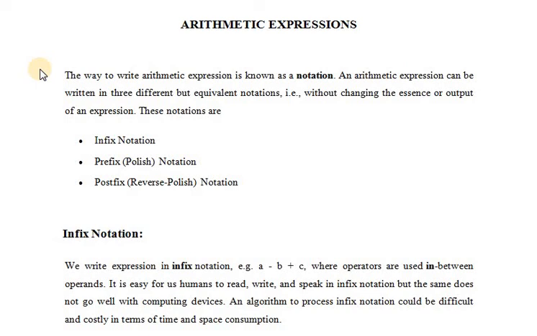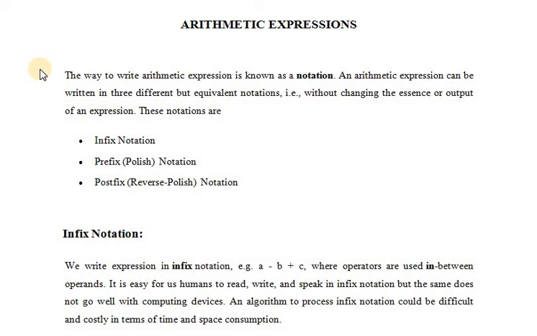So here, arithmetic expressions, that is, a simple a plus b, a minus b, a plus b into c, you call it an arithmetic expression. This you've already seen in algebra in mathematics. Here in data structures, the arithmetic expression we call a notation. So the way to write an arithmetic expression is known as notation.